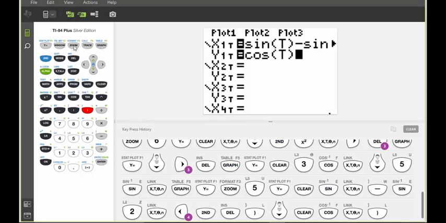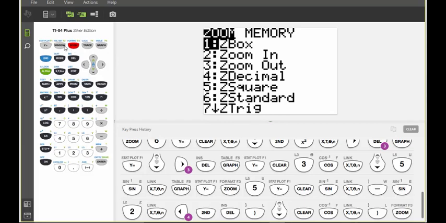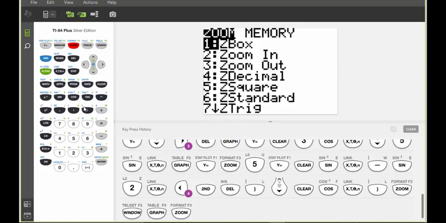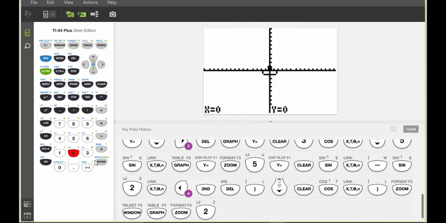Make sure all my, let's see, what's my zoom? I think I hit zoom square, didn't I? And then we're good there. Let's graph this thing and see what happened. Whoa, I need to zoom way in. Let's go zoom in to 2. Let's go enter, because I want to see.